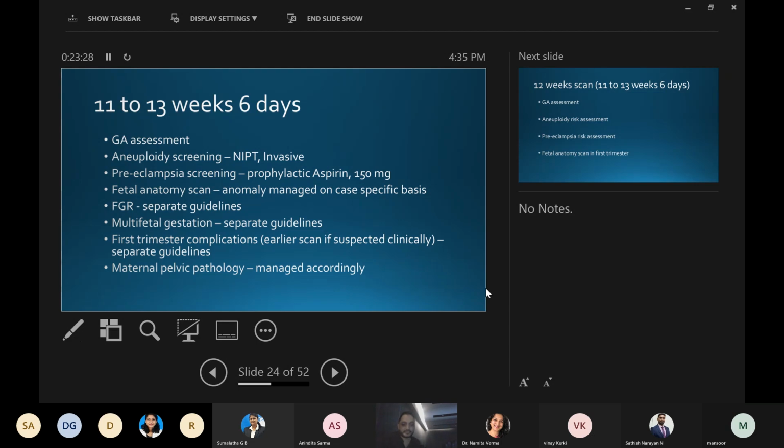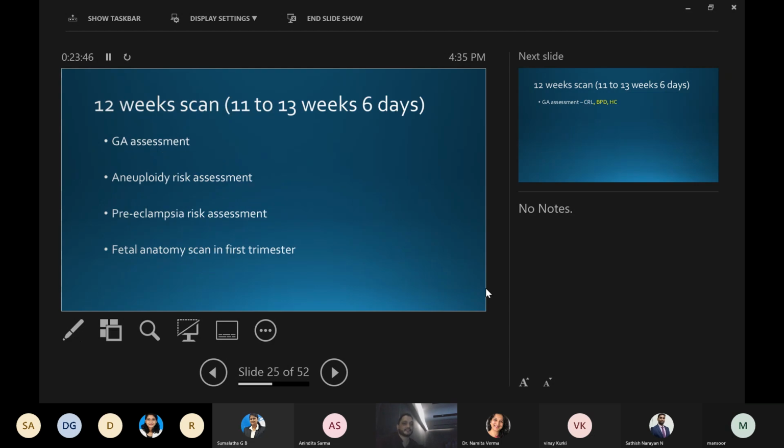And then fetal growth restriction, how do we manage? There are separate guidelines. Multifetal gestation, there are separate guidelines to manage multifetal gestations. And for first trimester complications, also there are separate guidelines. So we'll be discussing these things separately at a later occasion. So today what we will be discussing is gestational age assessment, aneuploidy risk assessment, preeclampsia risk assessment, fetal anatomy scan in first trimester.